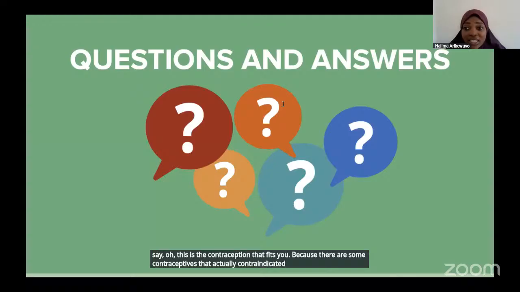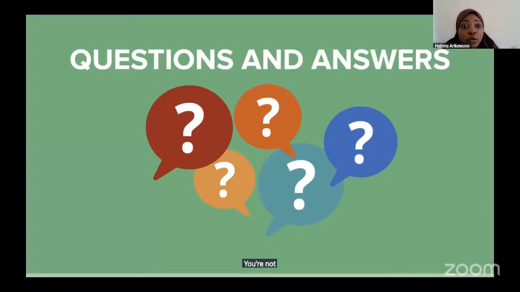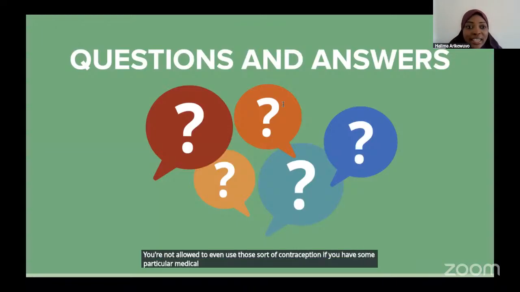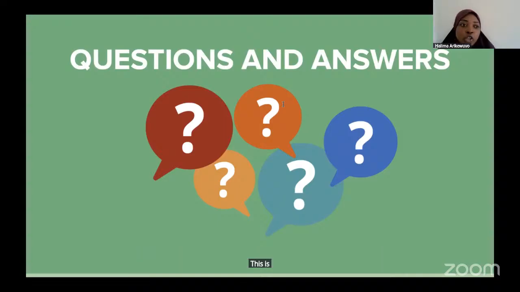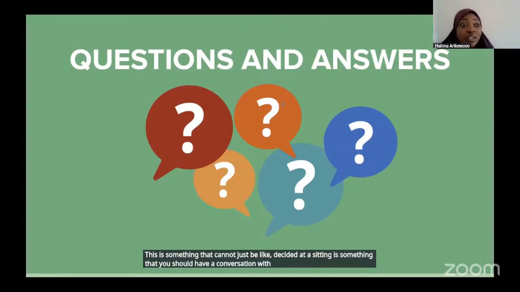When I say contraindicated, you're not allowed to even use those sort of contraception if you have some particular medical condition. Again, this is something that should be discussed with the specialist. This is something that cannot just be decided at a sitting. You should have a conversation with a specialist, and they would advise rightly, like, oh, this is what you should do, this is what you should take, this is what will better suit you and your condition.